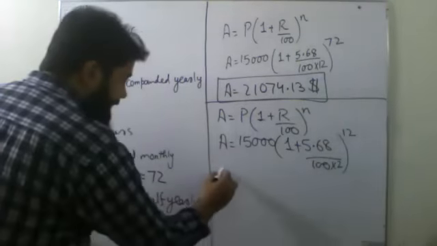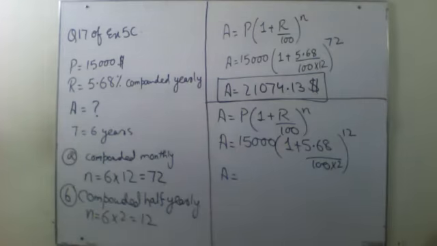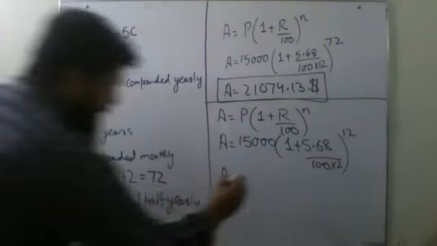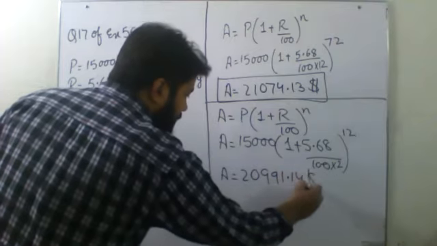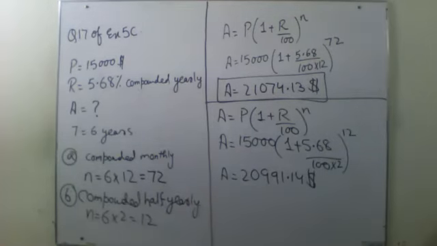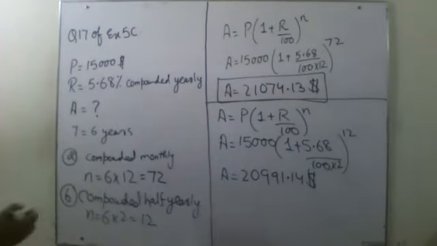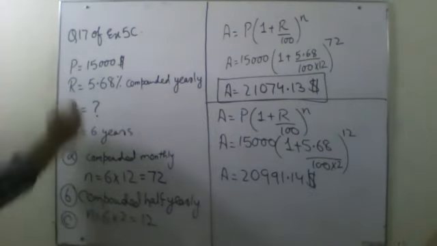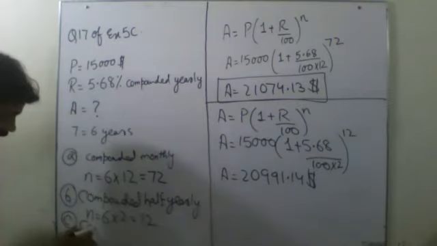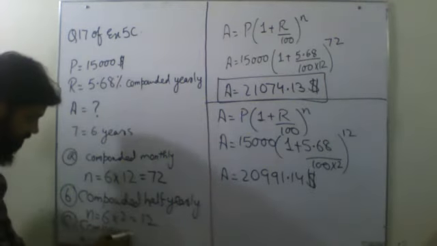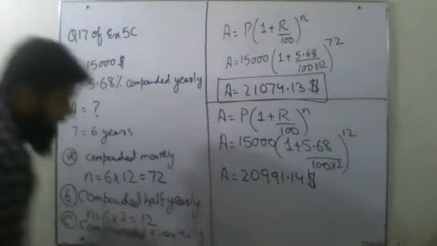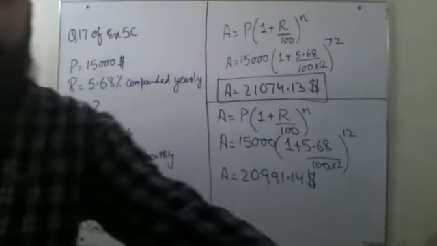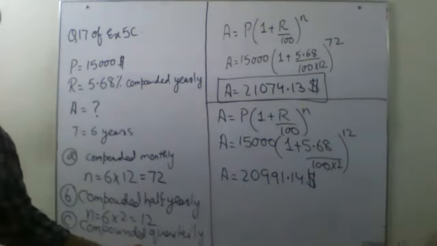Okay. So A equals, when I simplify this whole thing and solve it using a calculator, my answer is coming 20991.14 dollars. This is how you are going to solve this one. Okay. Let's say I have to find the same working with compounded quarterly. Now they are saying that I have to do the same working when the interest is compounded quarterly.